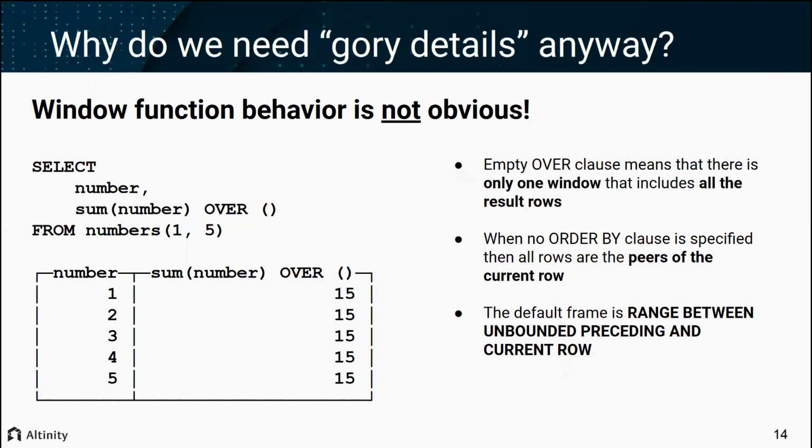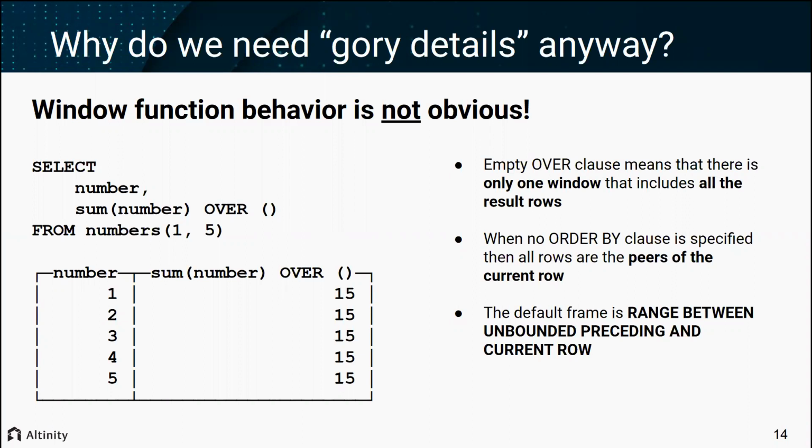Why would we care about these details? The answer is simple: the behavior is not very obvious. Let's look at a very simple example. Robert showed an example with a real data set. If you compose a SQL query that uses a window function and you get a result, sometimes it's not obvious whether it's doing the right thing. Are you getting the expected result?